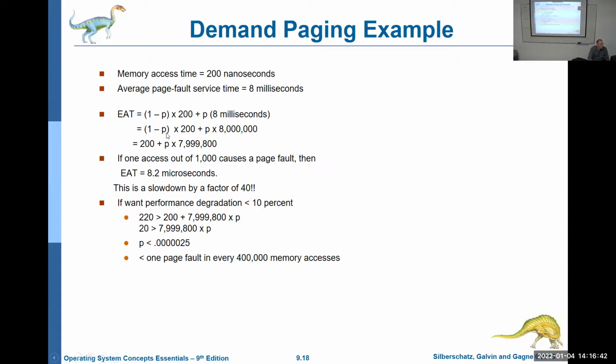Anyway, so everyone understands this second line here? 8 million nanoseconds, because nanoseconds are very small. So if I have 8 milliseconds, then it's going to be a lot of nanoseconds. Now, if I do the math here, I'm going to say 1 times 200 and negative p times 200. But this is negative 200p, and this is positive 8 million p. So if I subtract negative 200p from 8 million, I'm going to get 7,999,800, because that 200 went away. And then I'm going to have left the 1 times 200. So it'll be 200 nanoseconds plus 7,999,800 p.